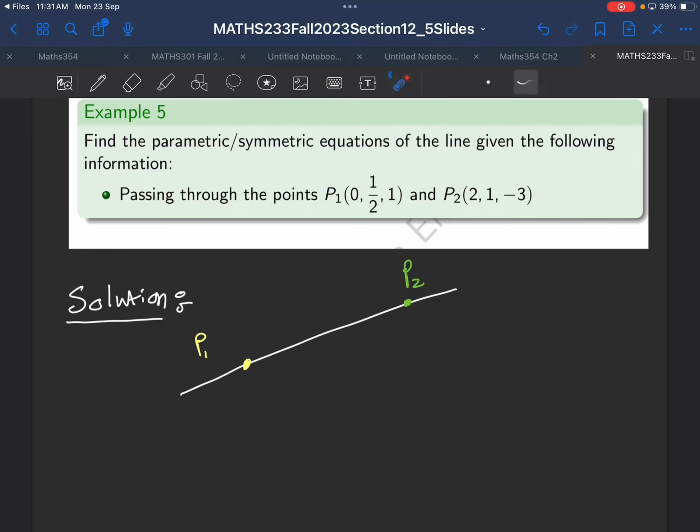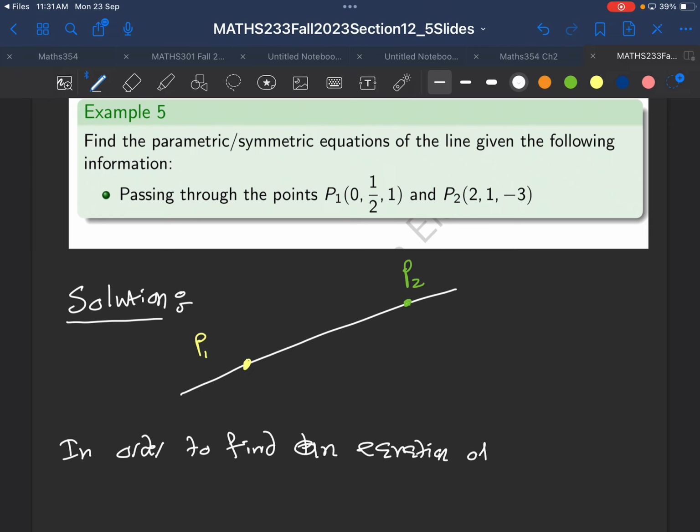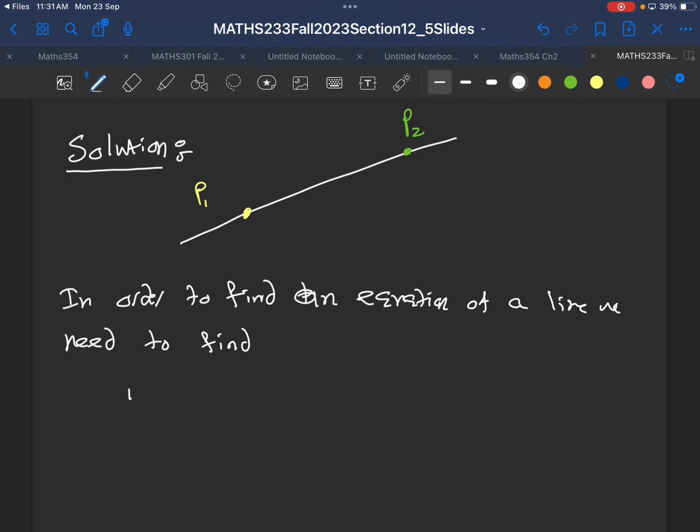Now, this is what we have here so far. Line with 2 points. Now, in order to find the equation of a line, we need to find 2 pieces of information.